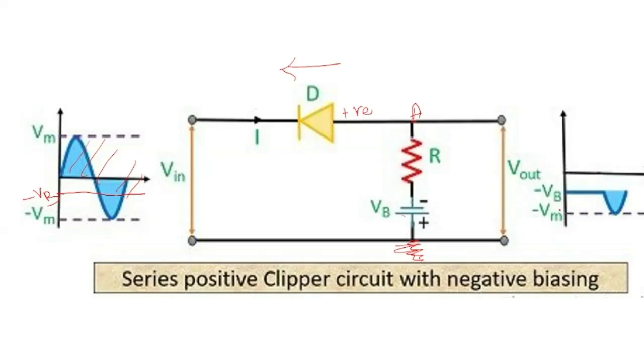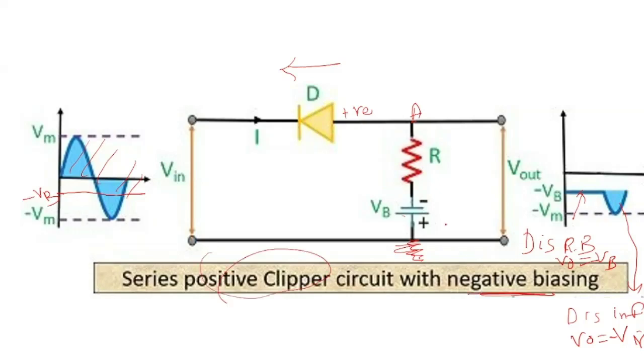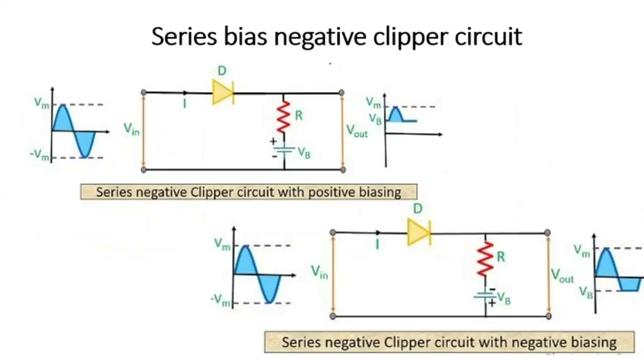At the clipping time in the series circuit, the diode is in reverse bias. And what is the output voltage? Output voltage is equal to minus VB, the reference voltage. And here the diode is in forward bias. What is the output voltage? Output voltage is equal to Vin, or we can say VM. Okay. Now the positive part is clipped, so it is called a series positive clipper with negative biasing, negative reference voltage.